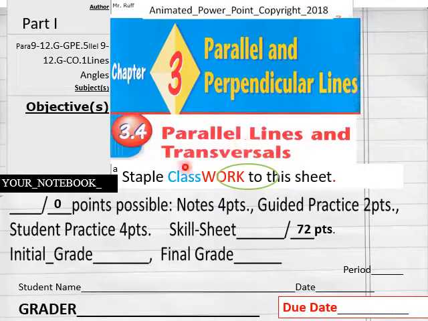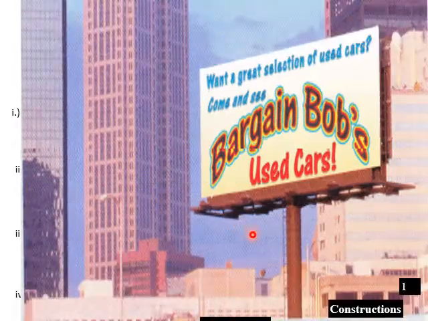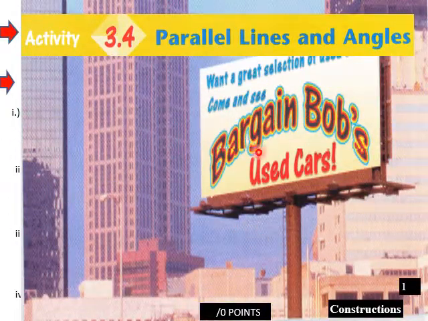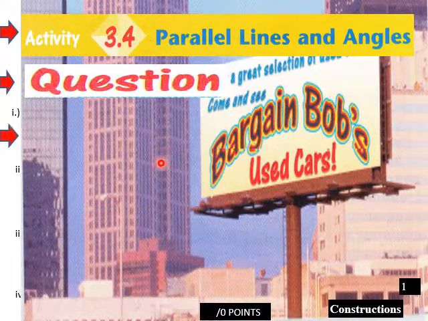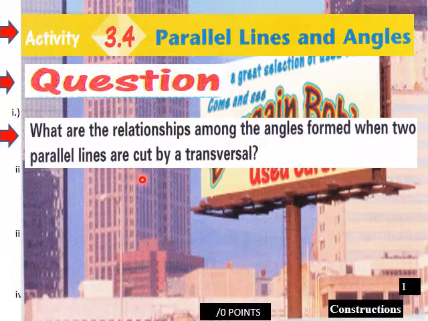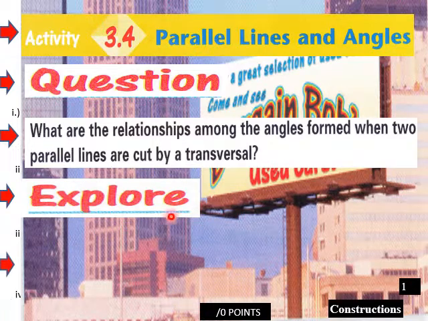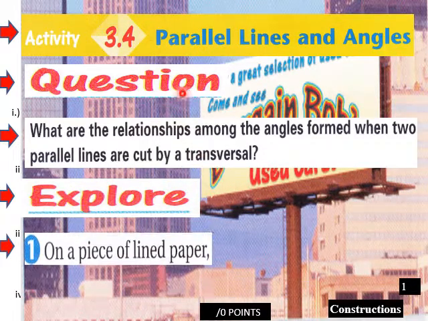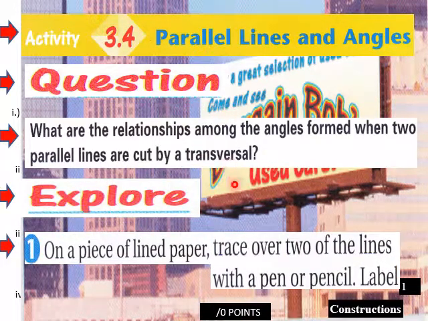3.4 parallel lines and transversals, 0 points notebook. We have 72 points here of construction, so let's get right into it. Parallel lines and angles. Question: what are the relationships among the angles formed when two parallel lines are cut by a transversal? That will be the question that we will answer in this construction lesson.